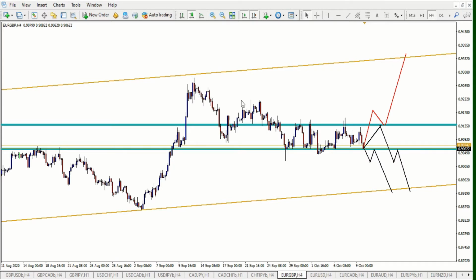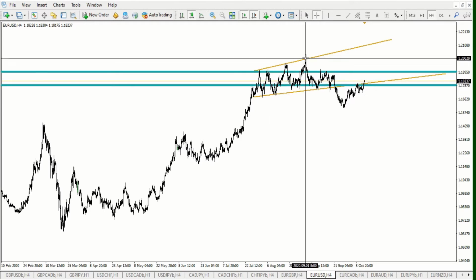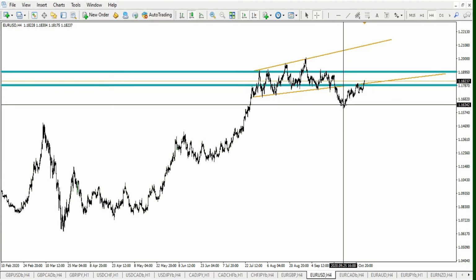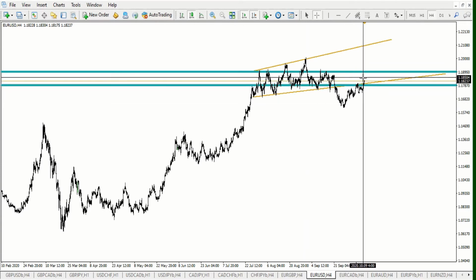All right, so the next pair that we're going to be looking at is the Euro and the USD. For this one, we can see that the market was moving in a strong uptrend, started pausing, started losing momentum when it got to these yearly highs. The market broke structure, but now we can see that it's coming back inside this upward channel.